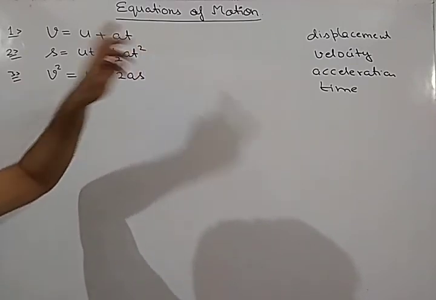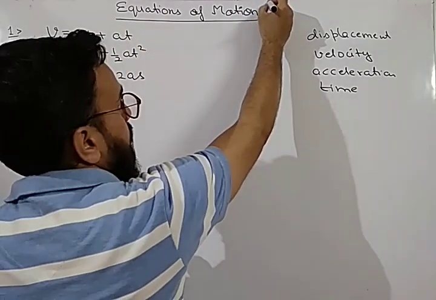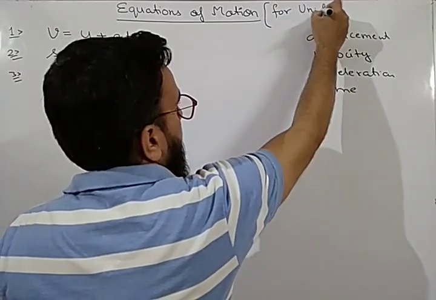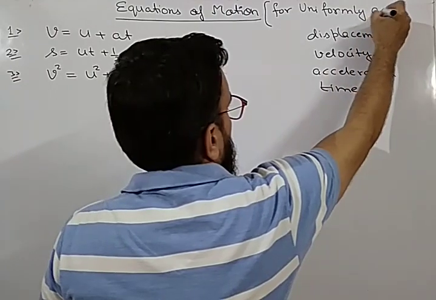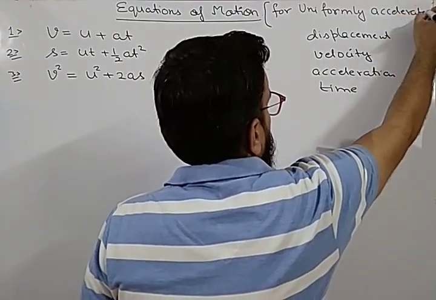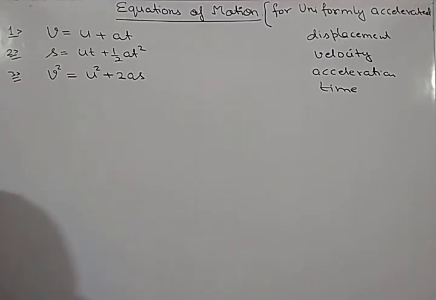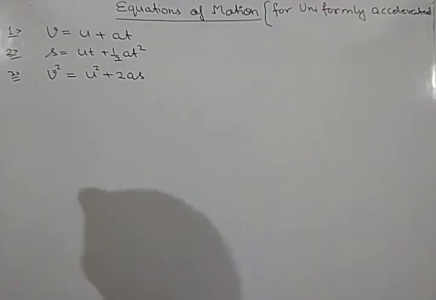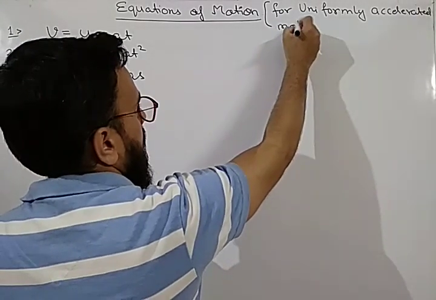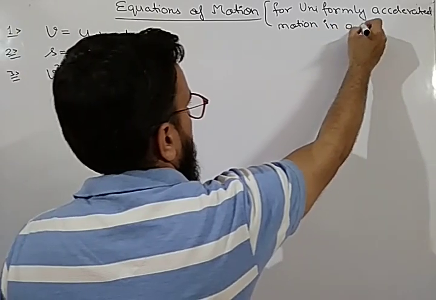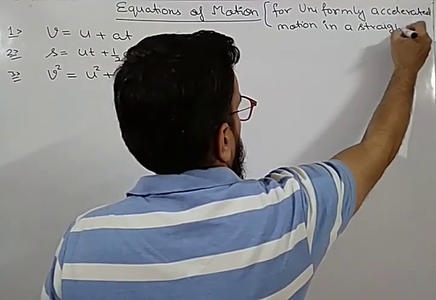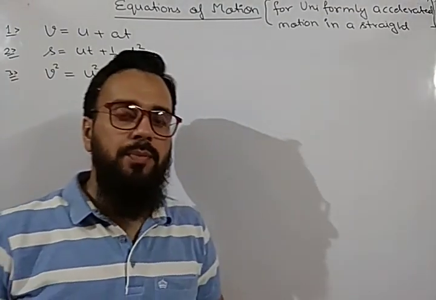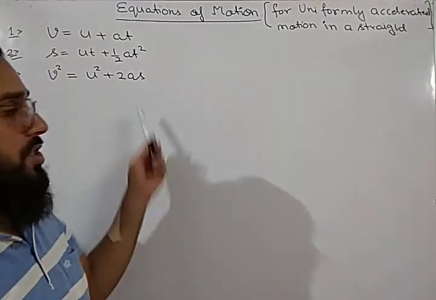So these are the three equations of motion, and these equations are for uniformly accelerated motion in a straight line. These equations of motion are applicable for only straight line motion. Whenever a particle travels in a straight line, then these equations will be applicable.